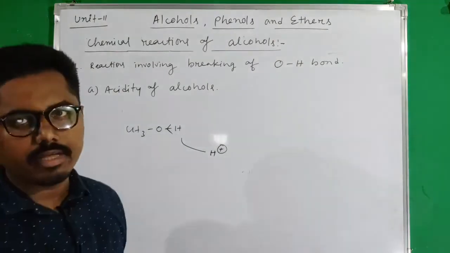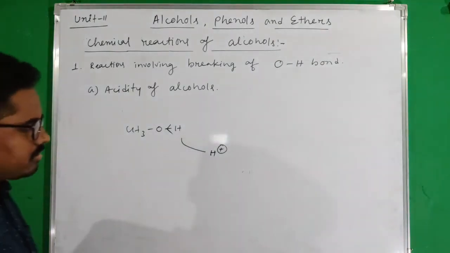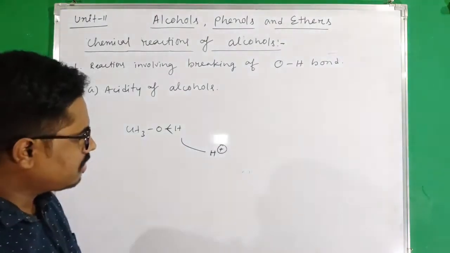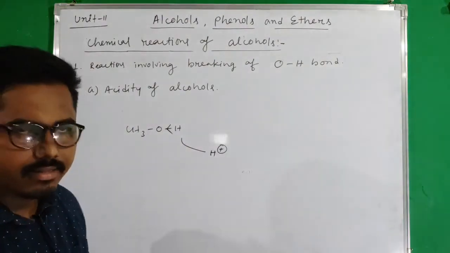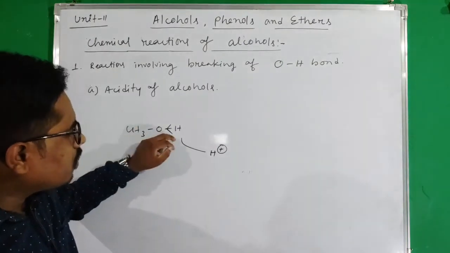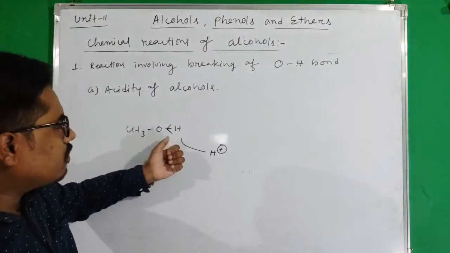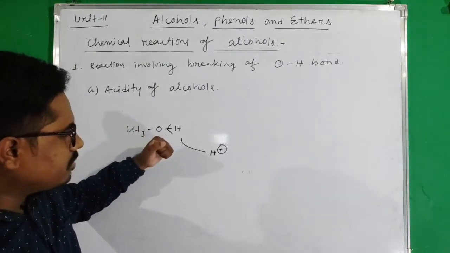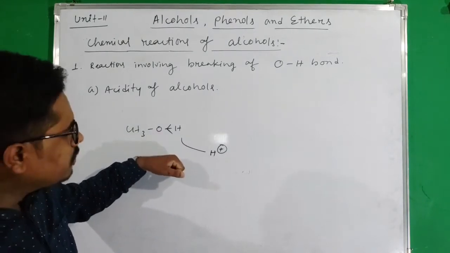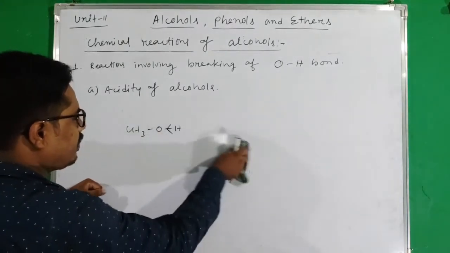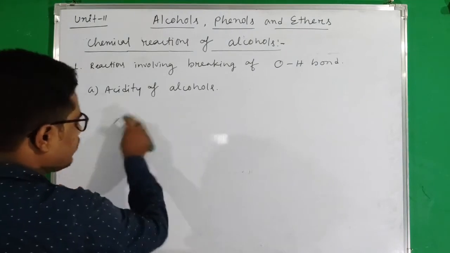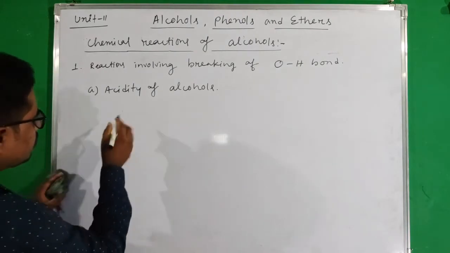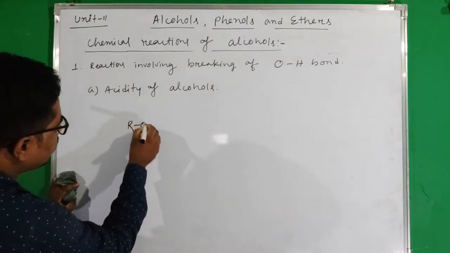And you already know that according to Arrhenius concept, species which lose H positive ions are called acids. That means due to loss of H positive ion, alcohols have acidic property, and this acidic property can be determined by this chemical reaction.